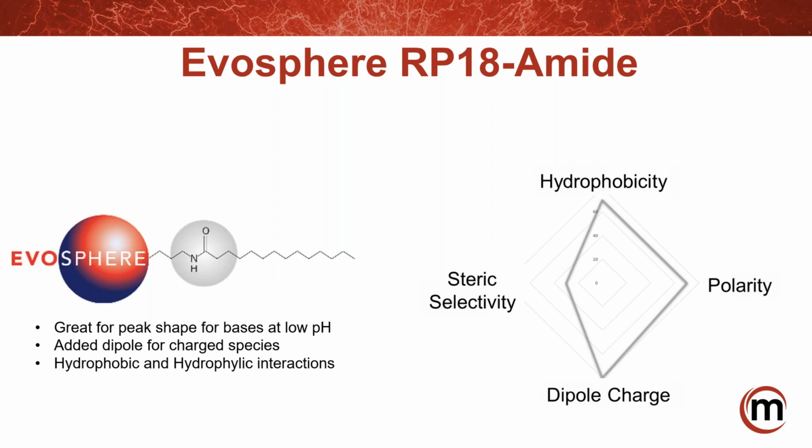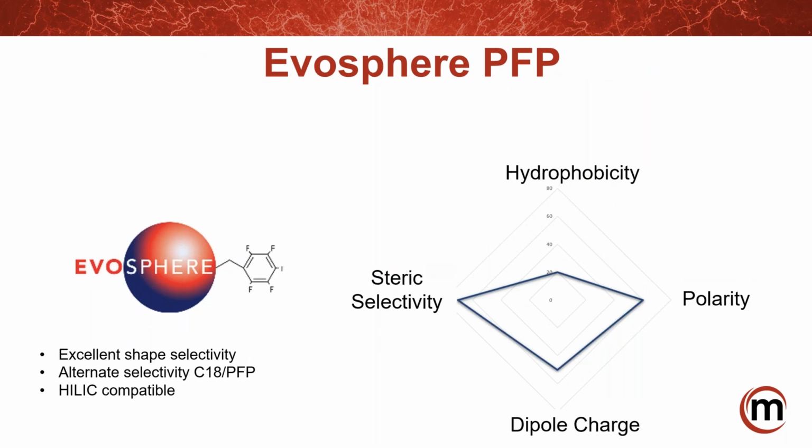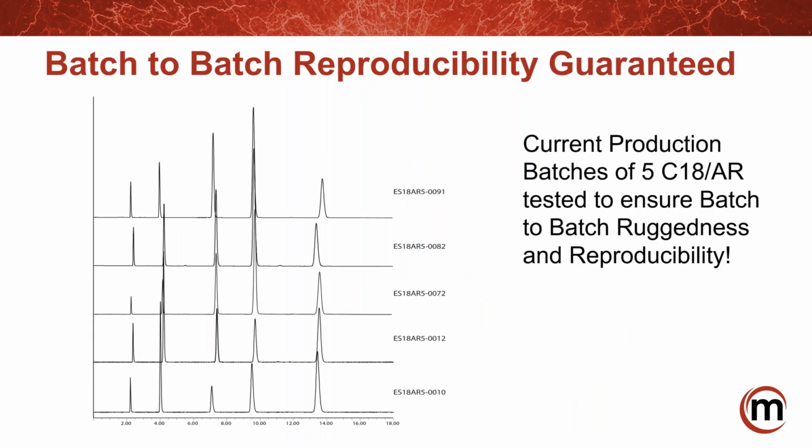RP-Amide is a great tool for the toolbox because it gives you great peak shape for bases at low pH. And then phenylhexyl, because you have a different selectivity that people like. Then PFP also can be run in HILIC mode, and you have some shape selectivity there.